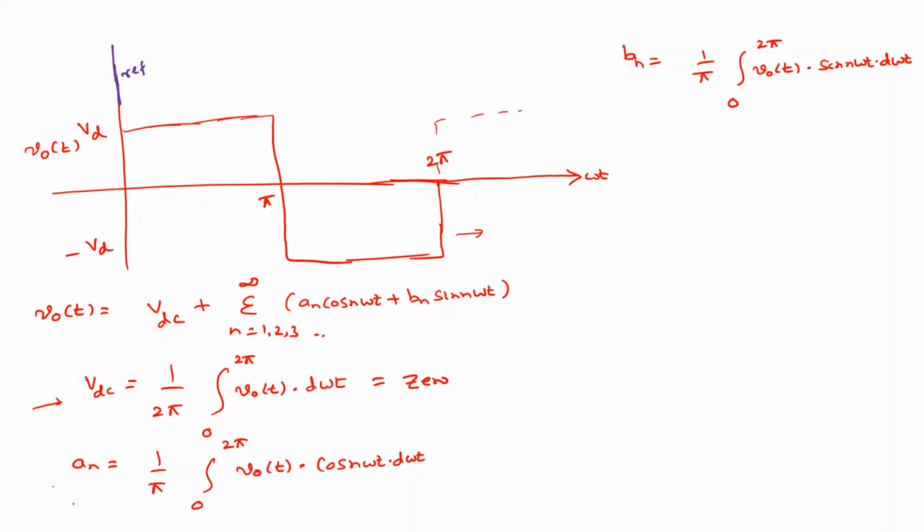You might have studied this in a mathematics course. What is an? an is 0, right? If you consider the middle of the positive pulse as the reference, in that case which one will be 0, an or bn? bn will be 0. bn is 0, right?